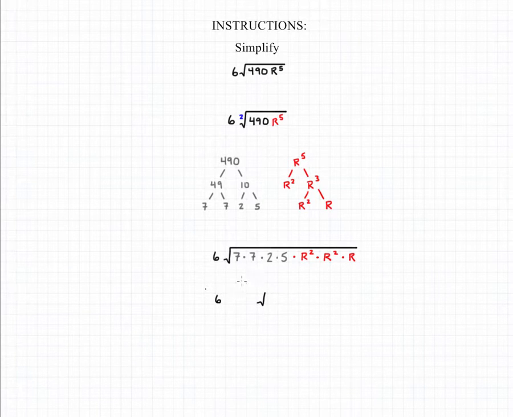Now because we're dealing with a square root, if we have a pair of any numbers or variables inside our root, we can bring them outside the root. So we have a pair of 7s, which means we can bring the 7 outside the root, and we have a pair of r squareds. So we can bring an r squared outside of the root as well.